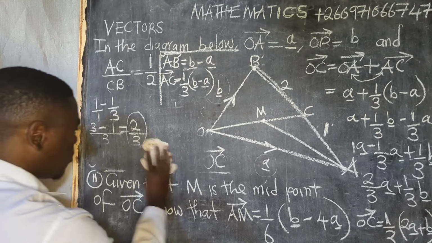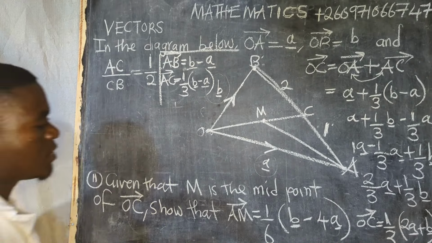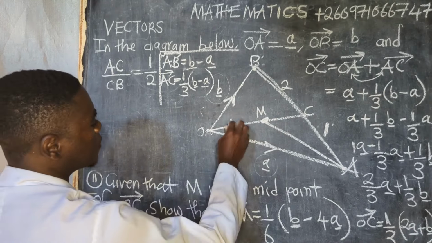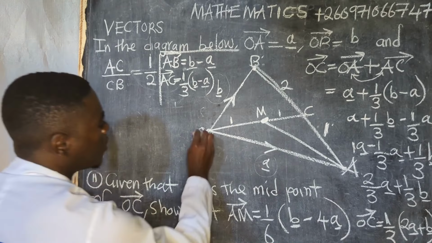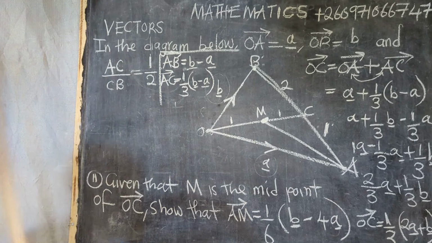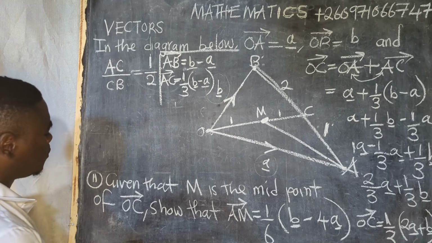So I now move to the last question. So the last question is this one. Given that M is the midpoint of OC, this M is the midpoint of what? Is the midpoint of OC. So meaning that here there is half, here there is half. So if I pick this, it's 1 over 2. Such that if I pick OM, it's 1 over 2, which is half, because it is the midpoint.